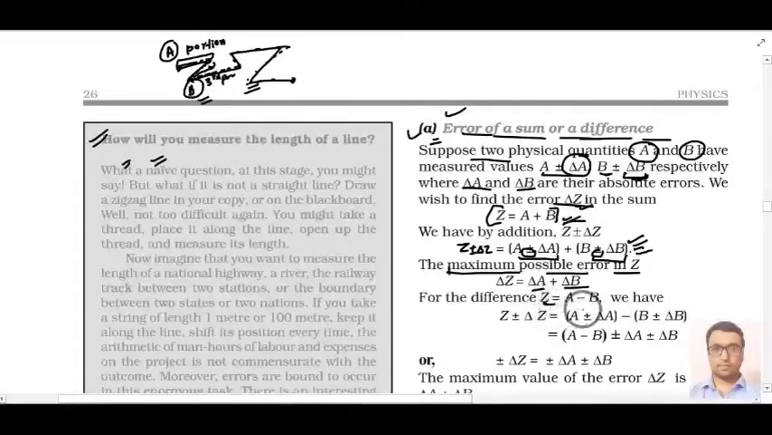Similarly in difference also, when it is asked to subtract two physical quantities, like subtract B from A, then you will write Z plus minus delta Z is your answer, and that will be first physical quantity A plus minus delta A minus second physical quantity, that is B plus minus delta B. Then it will become A minus B and plus minus difference or summation of errors. But to get maximum error we have to add delta A and delta B.